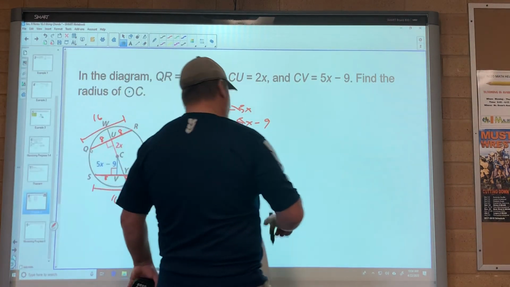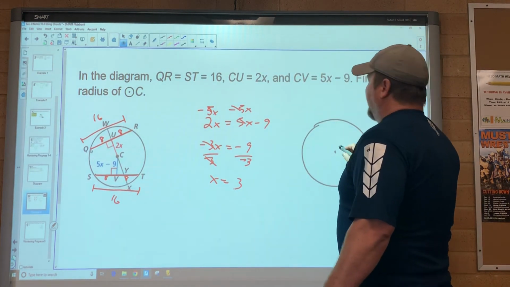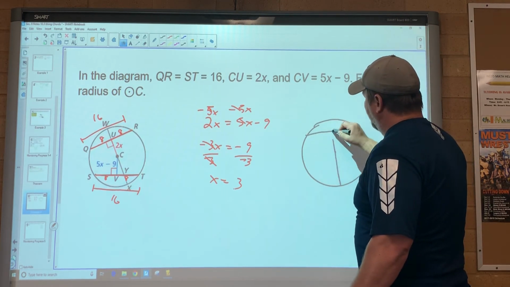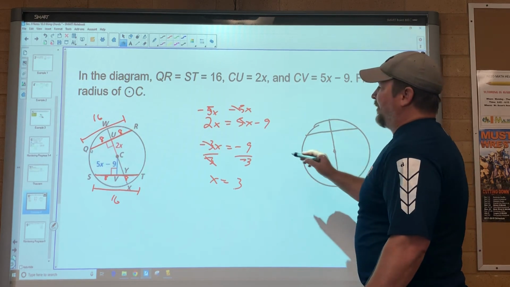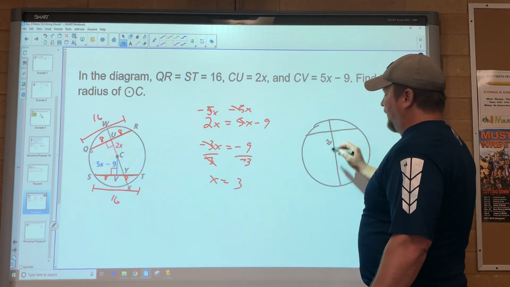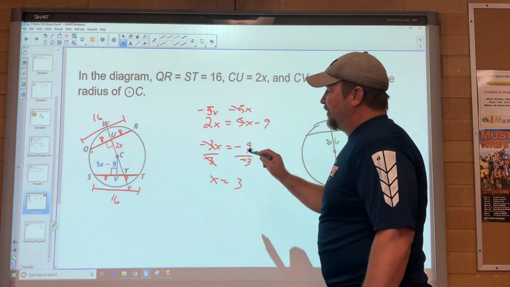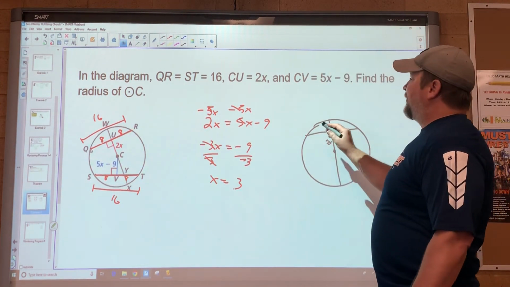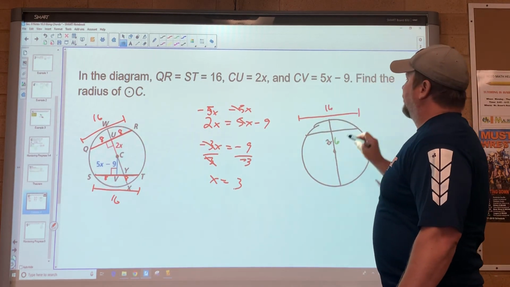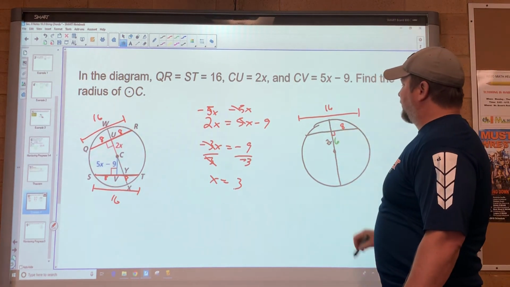Okay, so I'm going to redraw my picture for you over here and just show you what I've done. I'm going to draw the whole chord, the whole diameter. We found x is 3. So this is 2x. This distance right here is a total of 6. I got 6 because it is 3 times 2. Then this total distance we already knew was 16. That makes this 8, because we have a 90 right there.